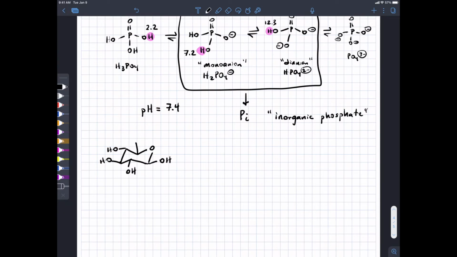And glucose 6, oh, that is a terrible chair. Let's try that again. Slightly less terrible. There we go, that's better.